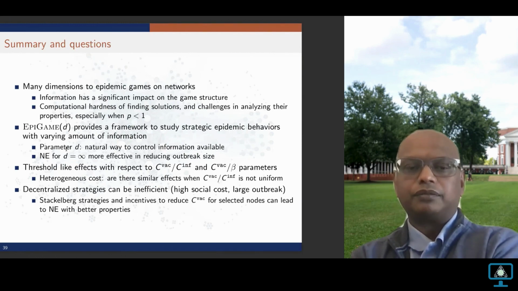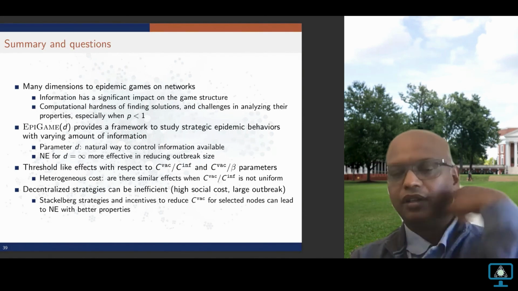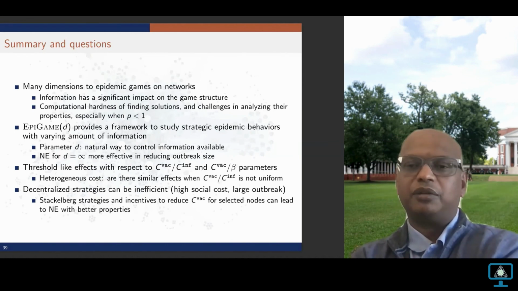As I mentioned before, the threshold effects related to these parameters are interesting, and I think it would be interesting to prove this more rigorously on random graph models at least, and also look at this in other kinds of networks. One big question is what happens when this ratio is not the same for all the nodes. This could vary depending on the node. To what extent this holds, we haven't looked at that yet.